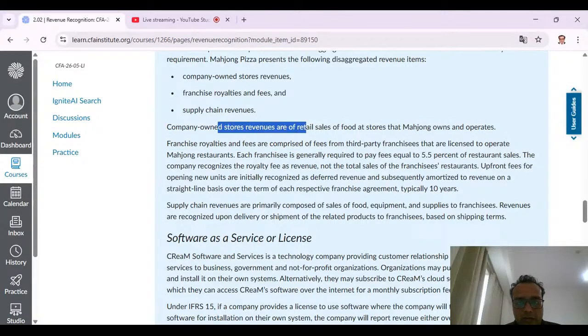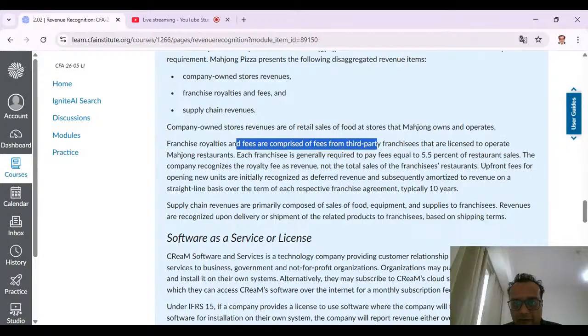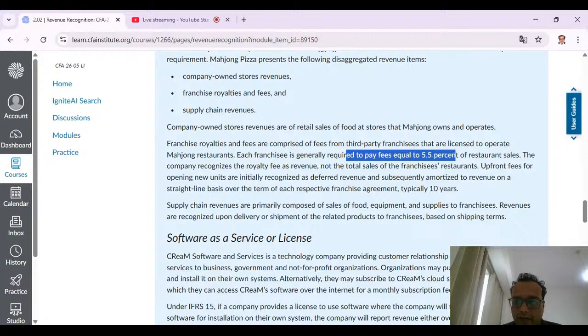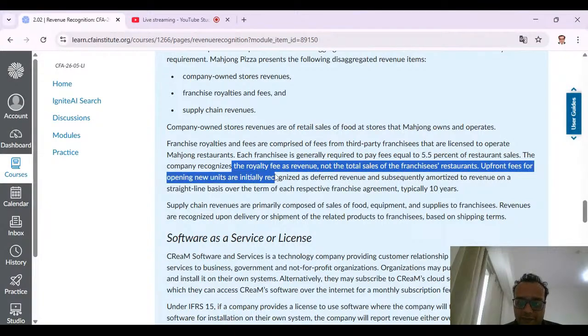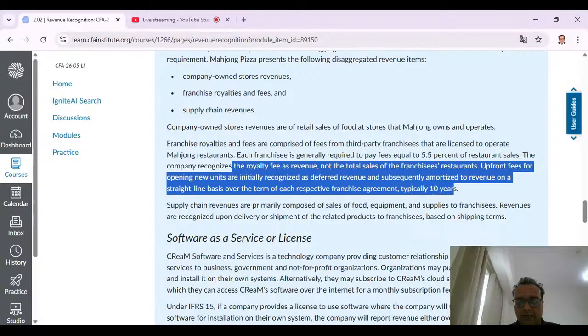Now, company owned stores are of retail sales of food at stores that it owns and operates. Royalties and fees comprise of fees from third parties that are licensed to operate. Each franchisee is generally required to pay equal to 5.5% of restaurant sales. The company recognizes royalty fee as revenue, not the sale amount. Upfront fee for opening a new unit is initially recognized as deferred revenue and subsequently amortized to revenue on the straight line basis over the term of the respective franchise agreement, typically 10 years.